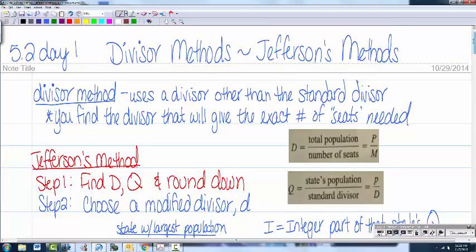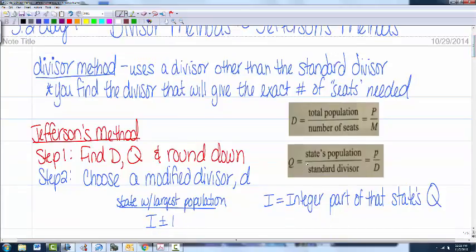And I thought I'd put this off to the side just to remind you what D and Q was. Remember, for the purposes of all of these things, step one is the same. You take your total population divided by the number of seats that you're going to give out for the House of Representatives. That's P over M. That's what D is. Then to get the quota for each state, you take each state's individual population and divide it by whatever number you got out of this previous step. Then that tells you how many representatives you should get.